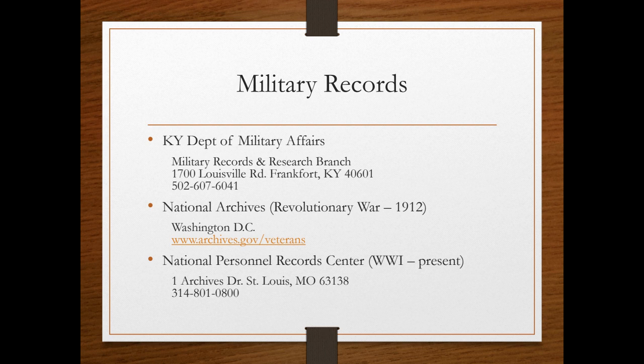In general, the National Archives is going to have any records for the Revolutionary War up through 1912 at Washington, D.C. And then the National Personnel Records Center, which is in St. Louis, will have service records from World War I up to the present day. So those are the key locations for military records. Those are the institutions you're probably going to want to refer people to.